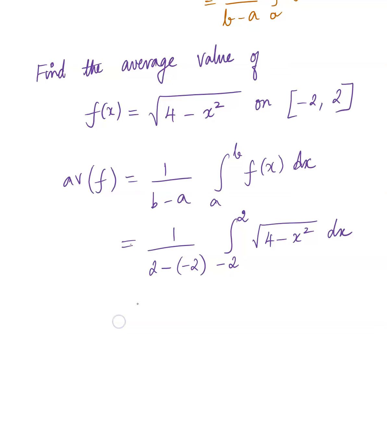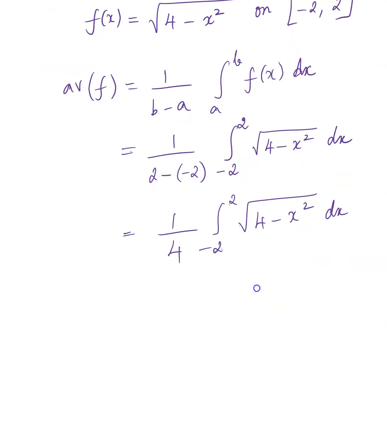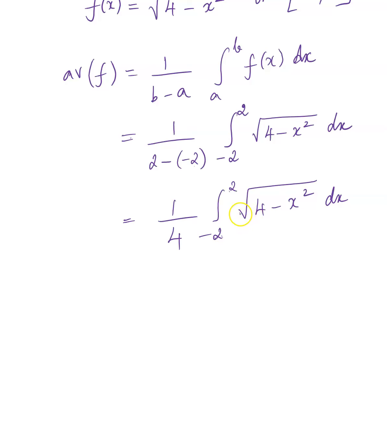Now, once again, 2 minus negative 2 is 2 plus 2, which is 4. We haven't seen how to evaluate the integral when it has the lower and the upper limits. We know how to handle the integration by itself, maybe, but we do not know how this should be done. Therefore, we're going to consider the fact that the square root of 4 minus x squared is nothing but a semicircle.